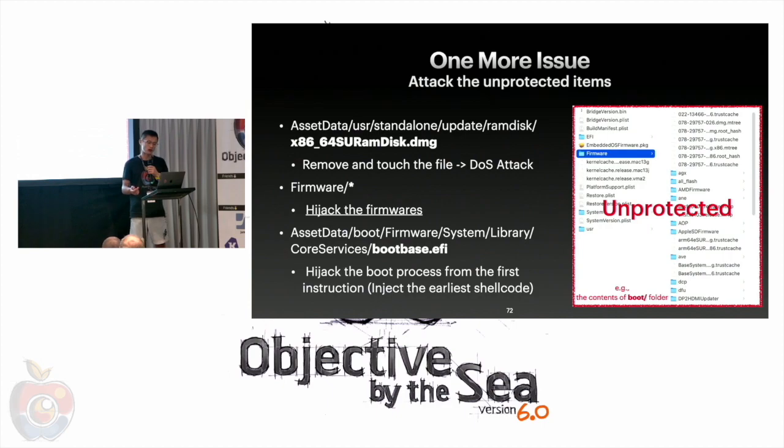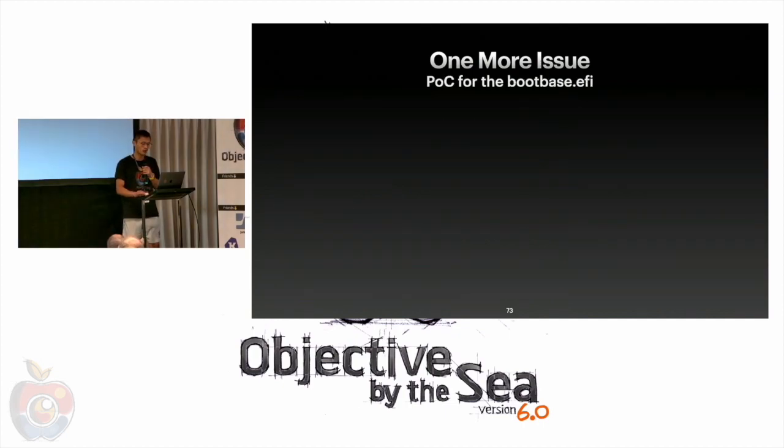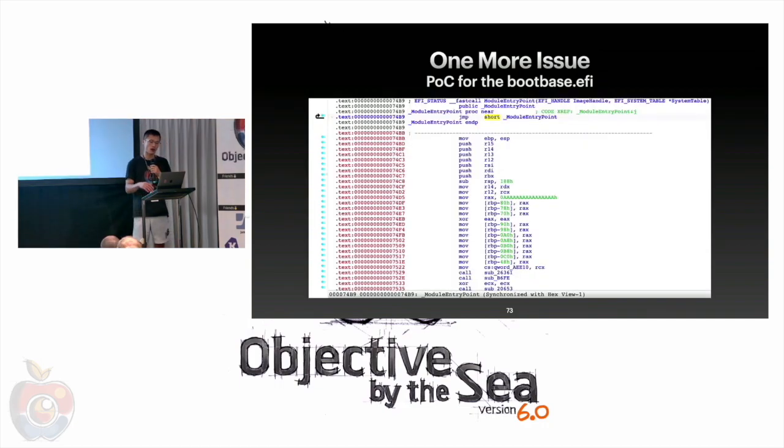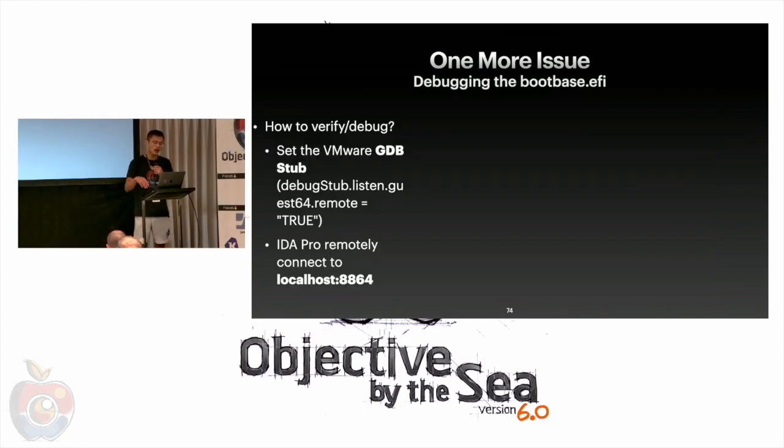Third, modifying the boot-based EFI file to hijack the boot process from the first instruction and inject the earliest shellcode to the system. The boot-based EFI file is in Windows PE format. I didn't develop my own EFI program to change the OS boot process. For a quick proof of concept, I just patched the entry point code to EBFE, which is a short jump instruction for a dead loop. After replacing the boot-based EFI file and rebooting, the system hangs into a dead loop.